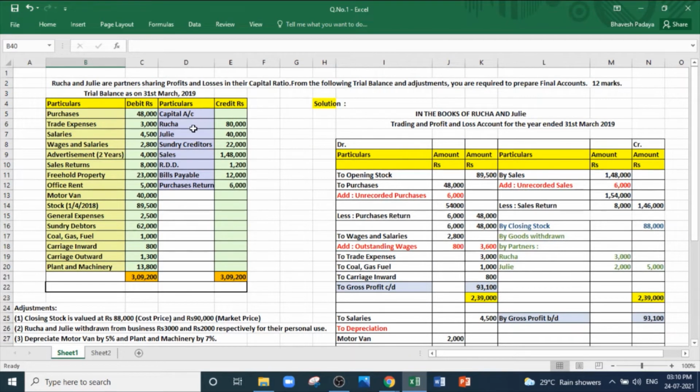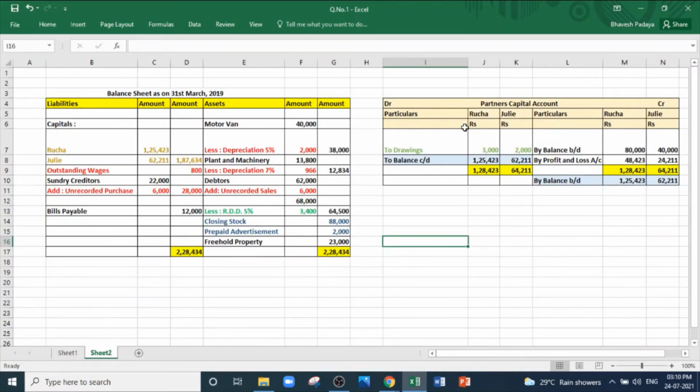Capital account, Julie and Rucha. Now we are making this as a fluctuating capital method, so we only make a capital account. That is the opening balance which will go on the credit side of the capital account. By balance brought down 80,000 for Rucha and 40,000 for Julie.